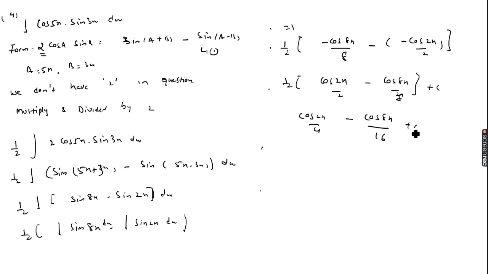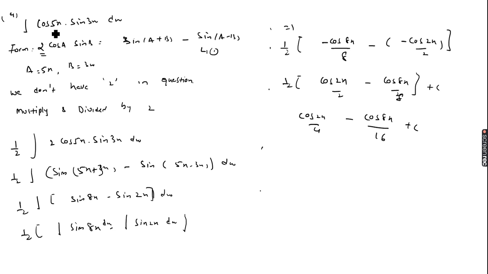Okay. So here the given question is the integration of cos 5x into sin 3x. The first term is cos and the next term is sin. Here one cos and one sin are involved, that means odd function. The odd function is sin, and first it is given as cos, so a minus sign is involved. So 2 cos A sin B is sin A plus B minus sin A minus B.